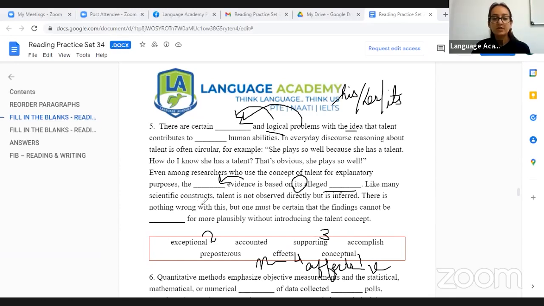Like many scientific constructs, talent is not observed directly, but is inferred. There is nothing wrong with this, but one must be certain that the findings cannot be dashed for more plausibility without introducing the talent concept. So with B should be the third form of a verb, and there's only one that we have. Accounted for also is a collocation, but it's better to say that with B comes the third form. So that is why the answer is accounted.